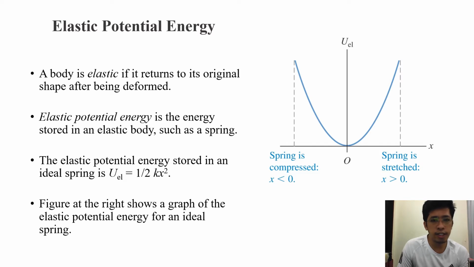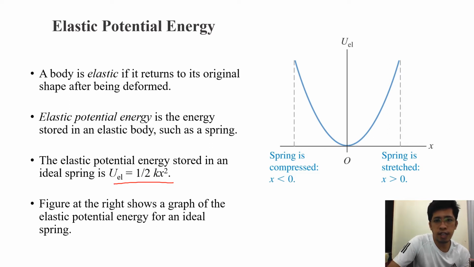Elastic potential energy is the energy stored in an elastic body such as a spring, but you have, of course, other elastic bodies, like your rubber or even your skin. It's elastic. When you stretch your skin, it returns to its original shape once you let go of the stretching force. The elastic potential energy stored in an ideal spring is equal to 1/2 kx squared.